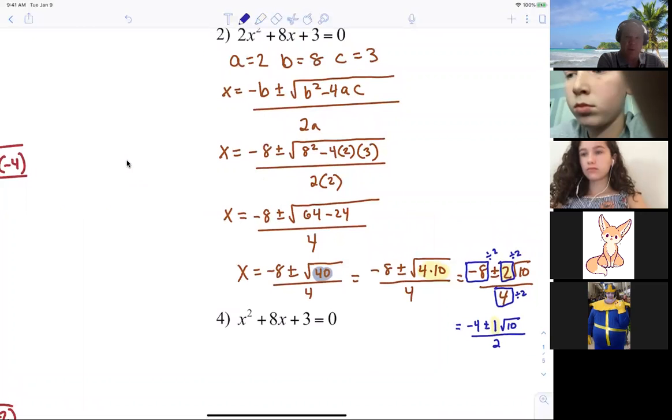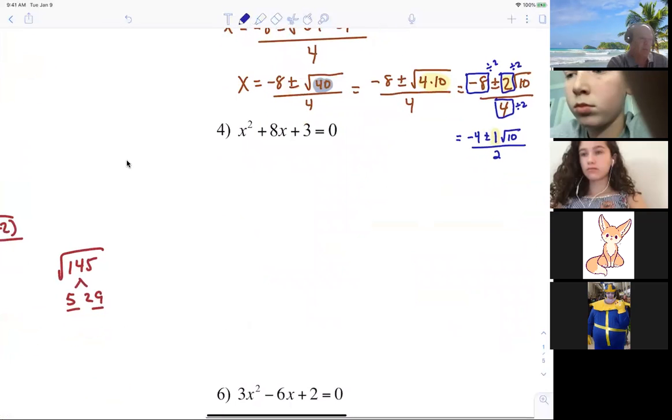Everybody pretty comfortable? I know it is pretty straightforward. The hardest part is learning the actual equation. Anybody have any issues? All right, good deal. So now let's look at number 4.